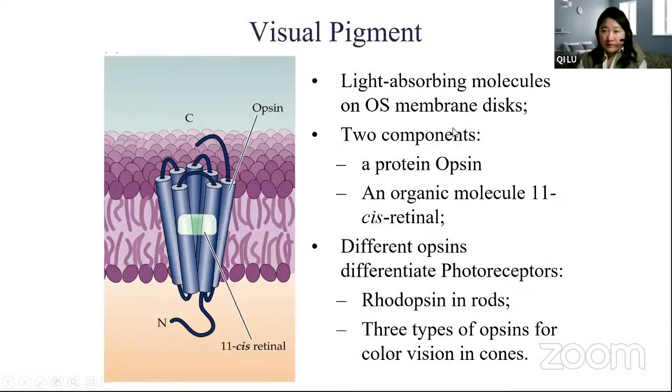The visual pigment, the rhodopsin molecule, is the light absorbing one, and it's on the outer segment membrane discs. There are two components. One is the protein opsin, and another is the organic molecule 11-cis retinol. 11-cis retinol comes from vitamin A. There are different opsins in different photoreceptors: rhodopsin in rods, and three types of opsin for color vision in cones.